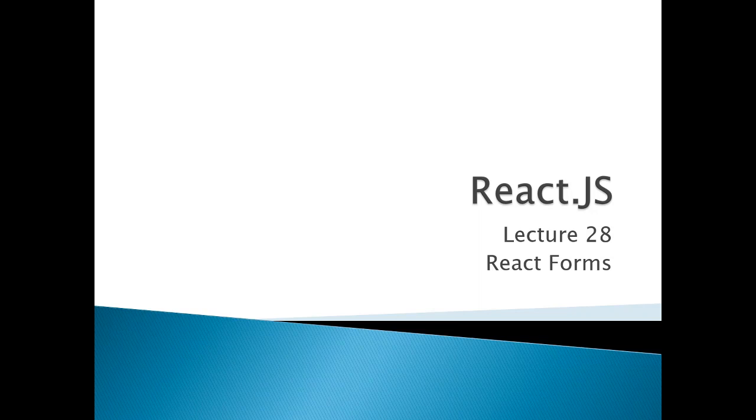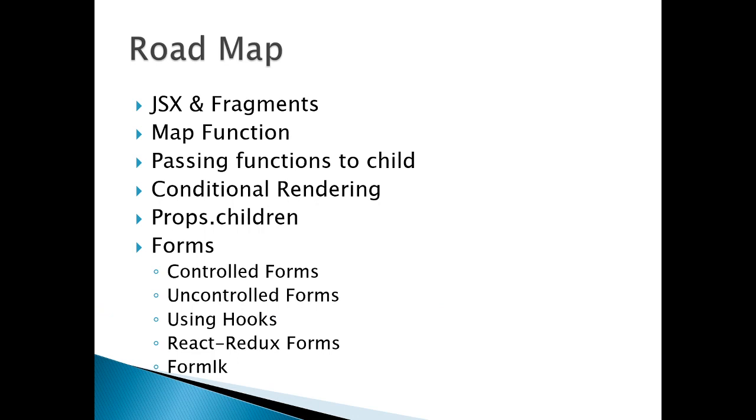We have also seen routing, how we can perform the routing, how we can load and unload our components in our last lecture. In today's lecture, we particularly see the forms. Along with those forms, we will see some miscellaneous concepts that need to be clear. That's why I have included JSX and fragments, map function, passing function to the child, conditional rendering, props dot children, and then we will see the forms, the various types of forms.